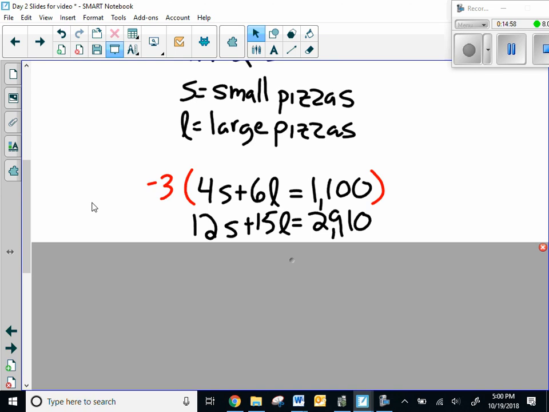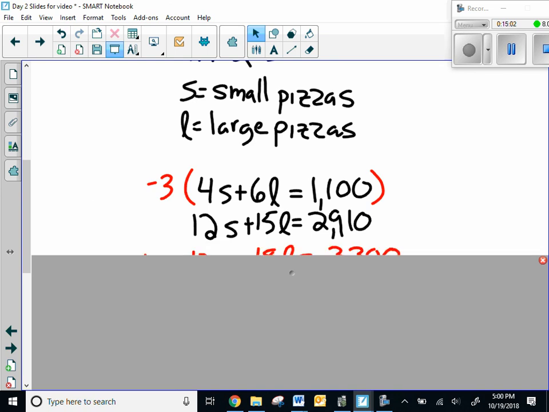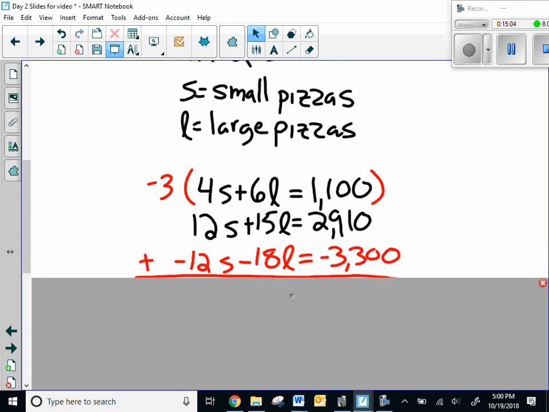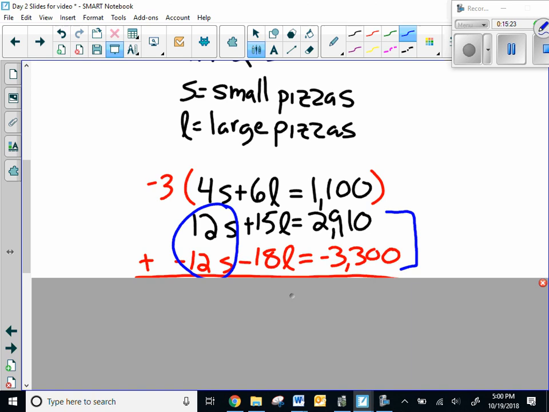Right? And that's an opposite, so those will still eliminate. So in this case, all I did was multiply that first equation by -3, and I got -12s minus 18L equals -3,300. And then because these are opposites, I didn't have to multiply that second one. I could just add these two equations, and those will eliminate.